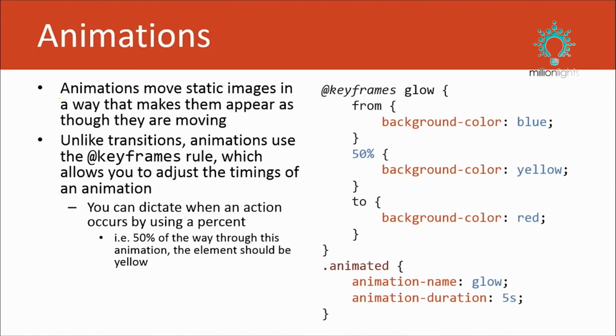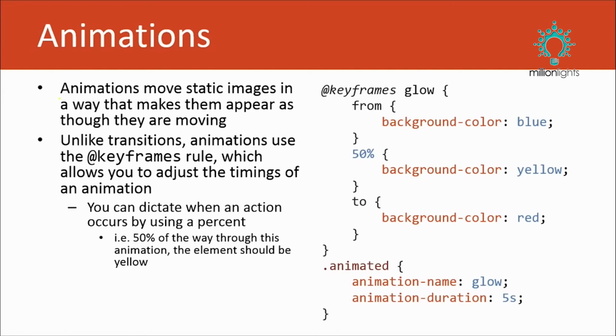Transitions are static. It happens. A user might not be knowledgeable of it. Animations, on the other hand, make elements on a page appear as though they're moving. And so unlike transitions, we've actually got to implement a rule here called the keyframes rule. And that allows you to adjust the timing of an animation.